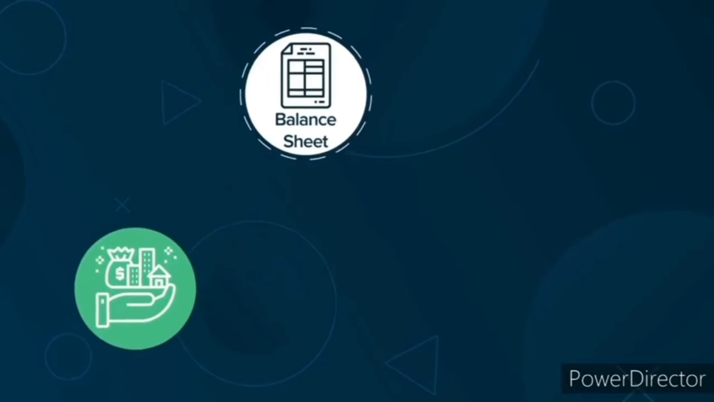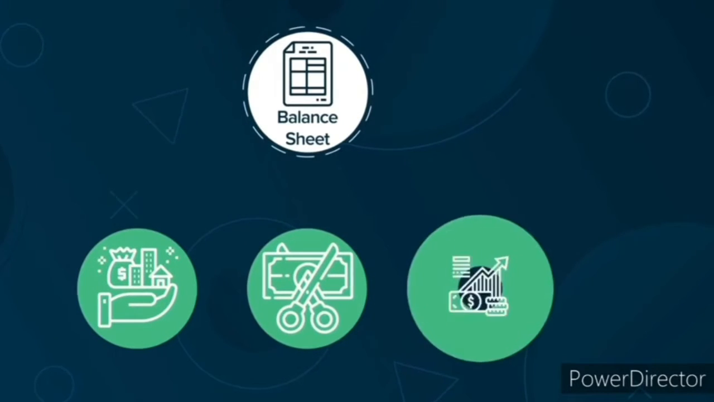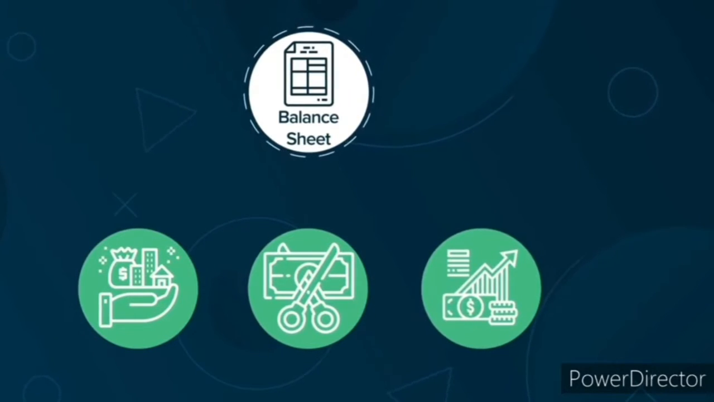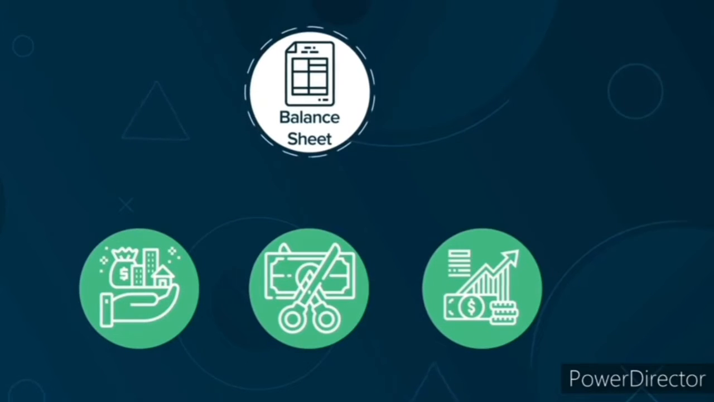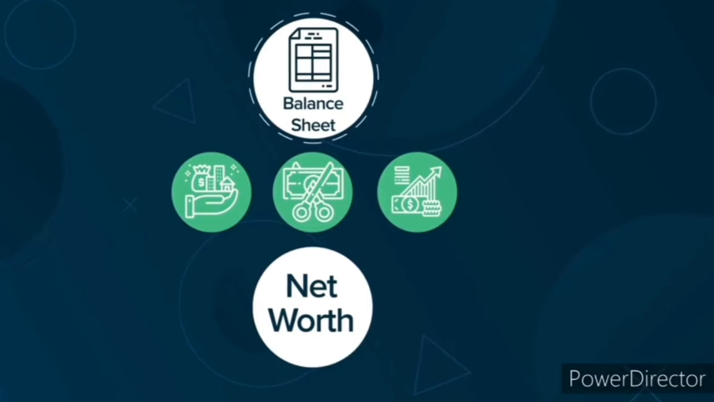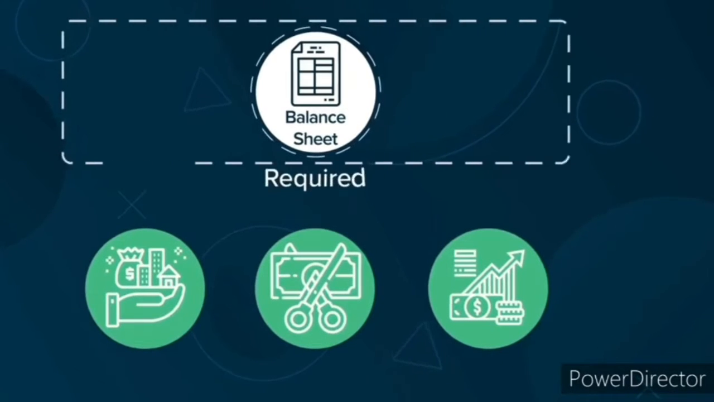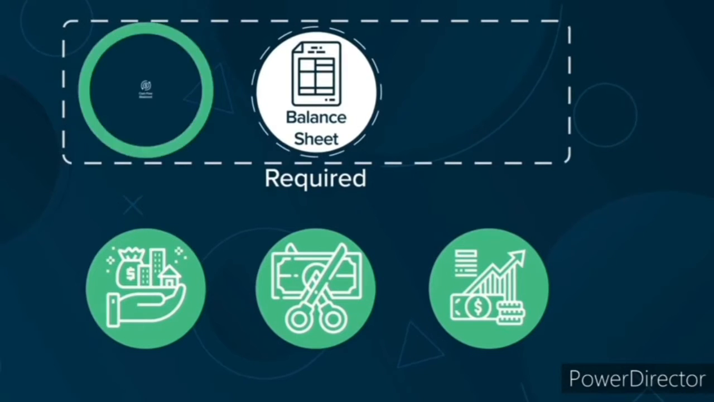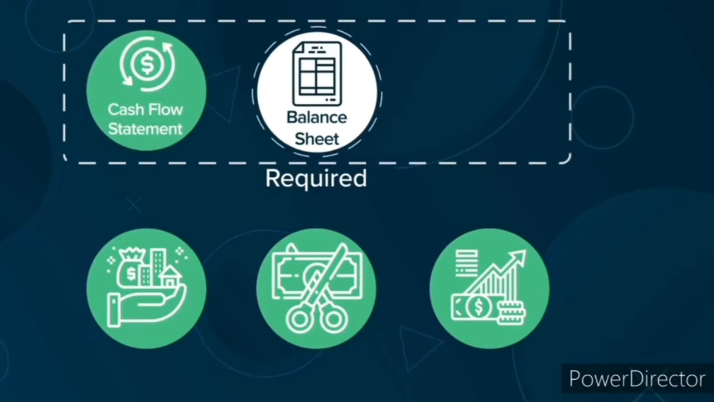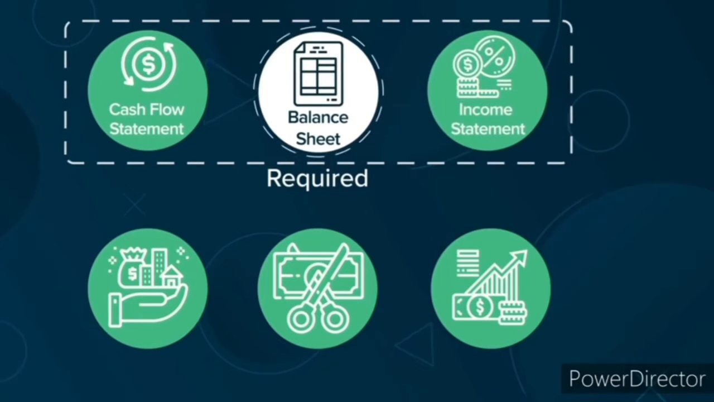A balance sheet is a document that shows the relationship between a company's assets, liabilities, and shareholders' equity at one point in time, and it can be used to calculate a company's net worth. The balance sheet is one of the three financial statements that all companies are required to keep, including the cash flow statement and income statement.